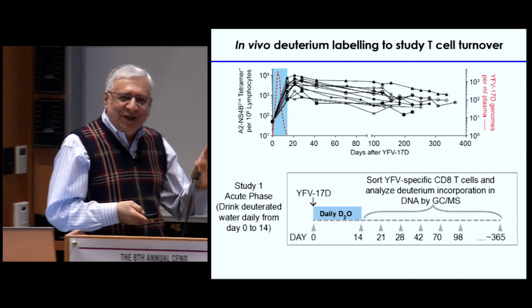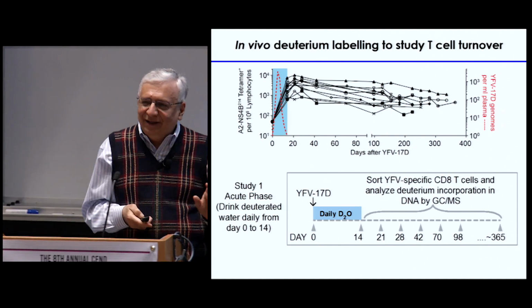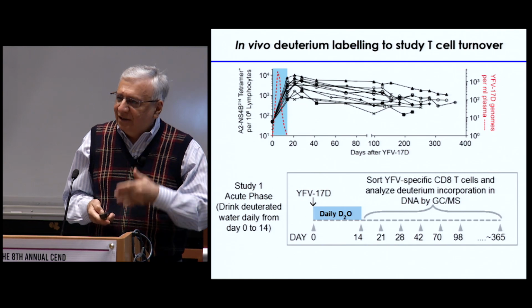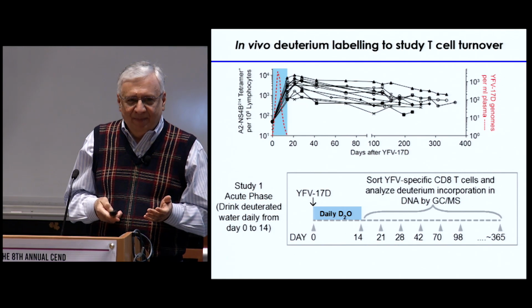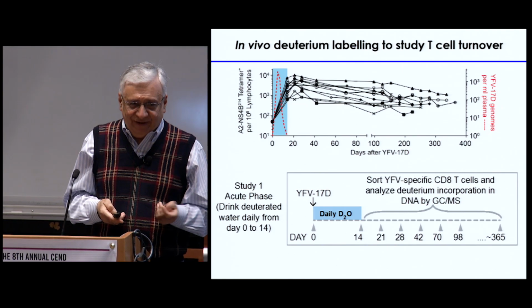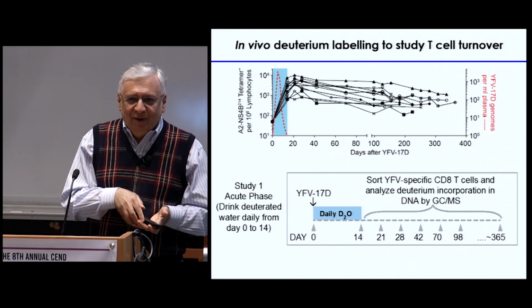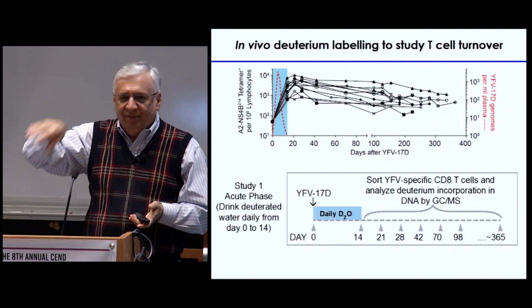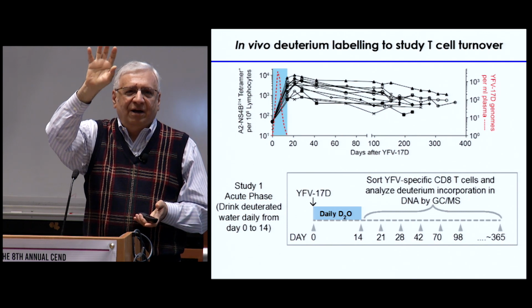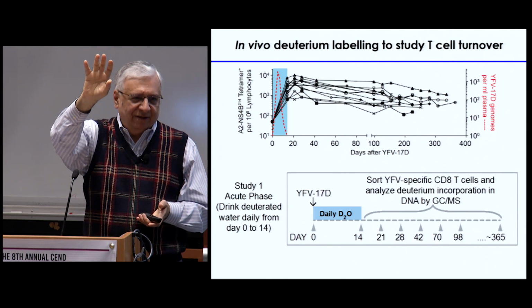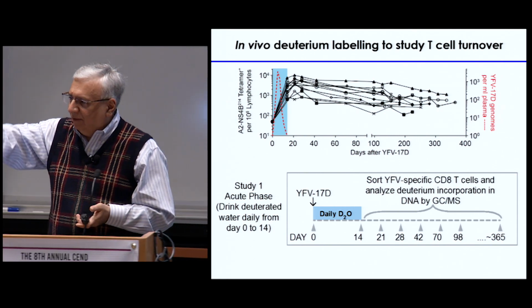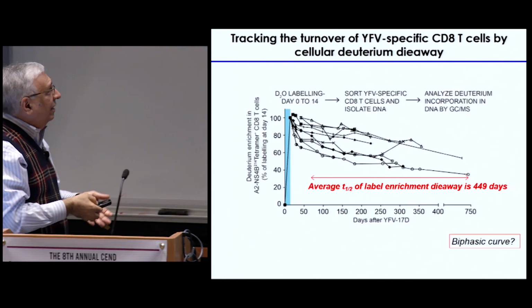They are remarkably quiescent. And the turnover rate from our estimates, and I'll show you a couple of slides, is about 450 days. 450 days. So basically, once you've generated that effector cell there, many of them die, but the ones that survive are amazingly quiescent. They're just sitting there without any turnover, and we can follow them out to about 2 years. And that's the data here.